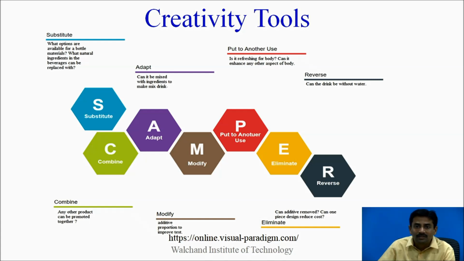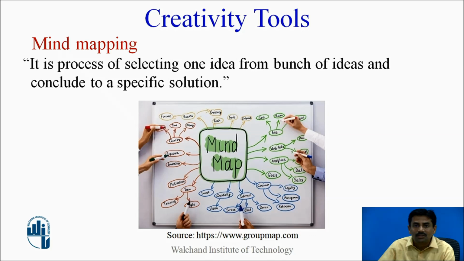Can the price design be redesigned so that the cost can be reduced? And in the reverse manner, they will be thinking in the opposite manner, or thinking to rearrange the order. Can the drink be made without water? So this is how the SCAMPER tool can be implemented, and we have discussed it with a particular case study. Then comes the part of the mind mapping tool.